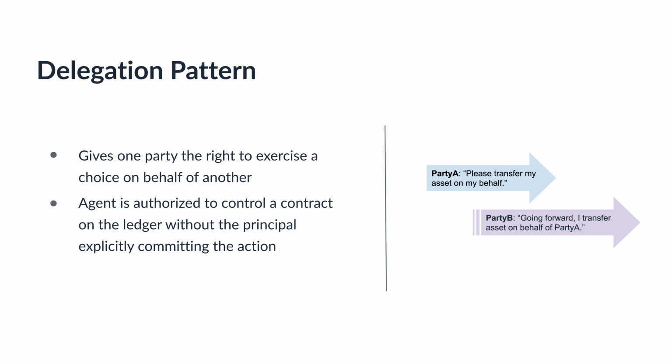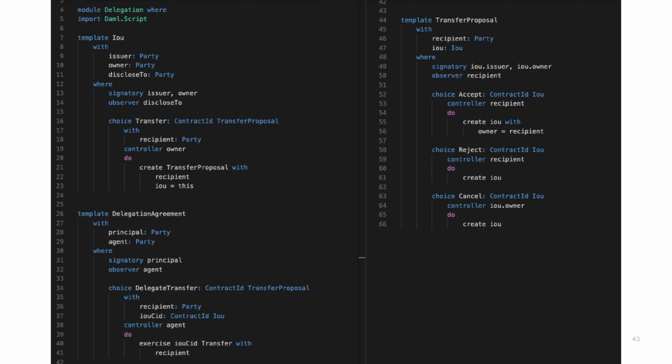In the example, the pattern empowers Party B with the authority to exercise a choice on behalf of Party A. This capability allows Party B to perform actions on behalf of Party A without Party A having to explicitly commit to each action. Let's revisit the IOU contract to understand how the pattern is implemented in DAML.